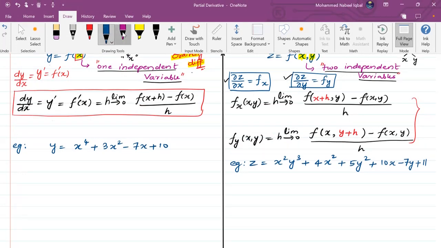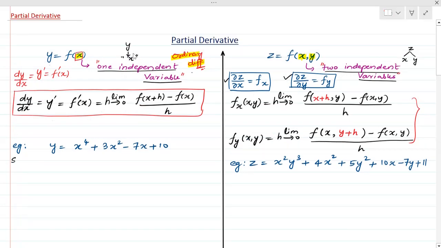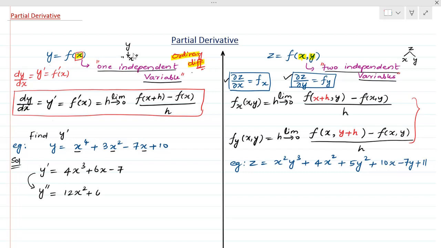Now, we will find the derivative of this function. Find y prime or dy over dx. If you see this one, you have only one variable, x. Now how will you differentiate? Y prime is equal to, differentiating with respect to x, 4x to the power 3 plus 6x minus 7. The constant becomes 0. Now what is the second derivative? Y double prime, where you again differentiate this part, so you will get 12x squared plus 6.